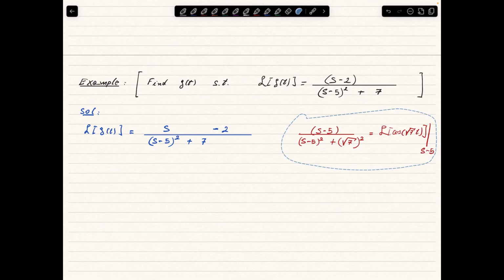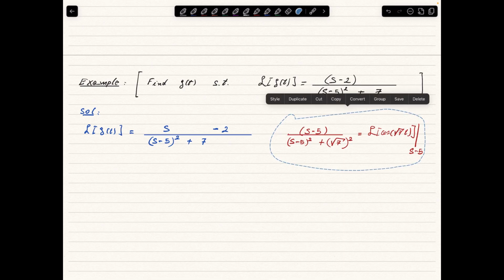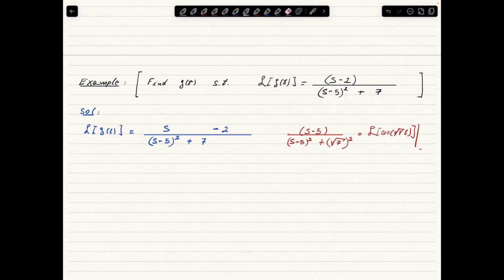So very similar to what we have over there. Let me write it down a little bit nicer, shifted by s minus 5. You see the Laplace transform of the cosine, and instead of s, we have s minus 5. Laplace transform of cosine of square root of 7t. And here the denominator is exactly what we have, but in the numerator we have s minus 2, not s minus 5. And that's why I left the space, because what we're going to do is put a minus 5 and then add a 5.